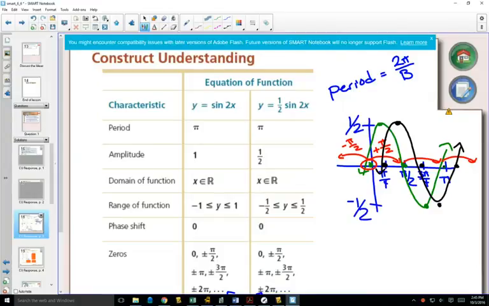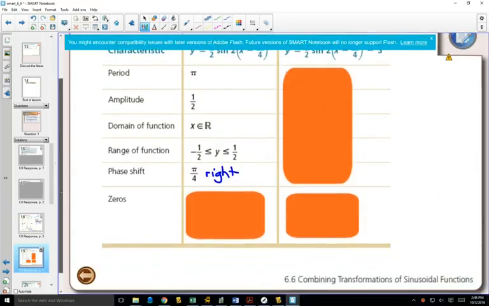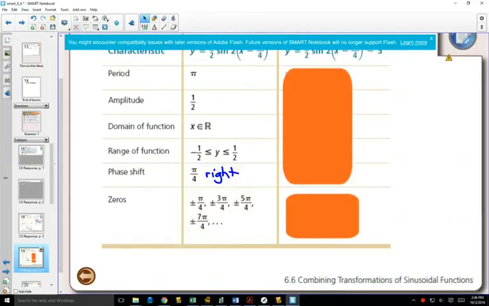So can you see that our zeros have now changed? Everything's been shifted pi over 4 to the right. And if we look at them, you have pi over 4, 3 pi over 4, 5 pi over 4, 7 pi over 4. So when we go to write our zeros, again, you might want to start by listing them all like they've done there. Pi over 4, 3 pi over 4, 5 pi over 4, 7 pi over 4, and so on.